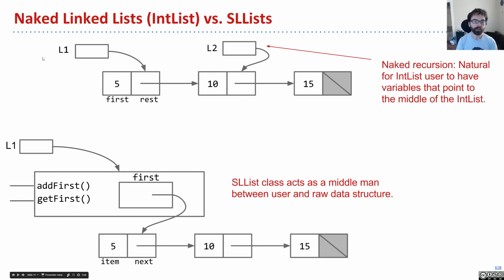To continue, the user of the IntList has pointers potentially directly into the naked recursive data structure, which requires them to understand recursion. Whereas the user of the SLList has a middleman to go through. So if you want the first item, you call getFirst, and ideally, there's no way around this middleman.